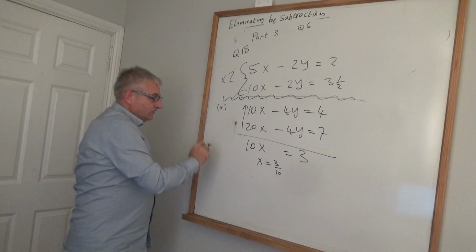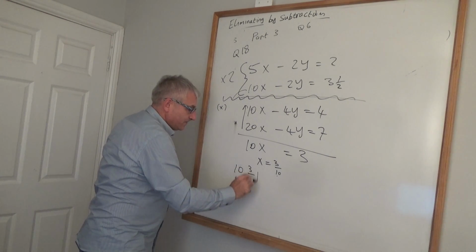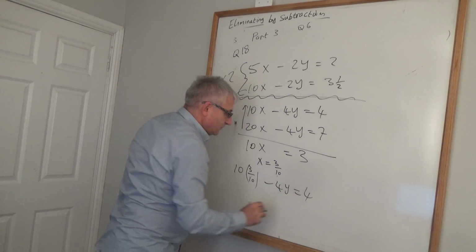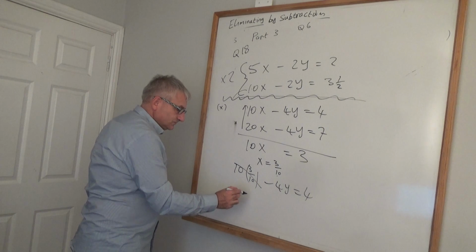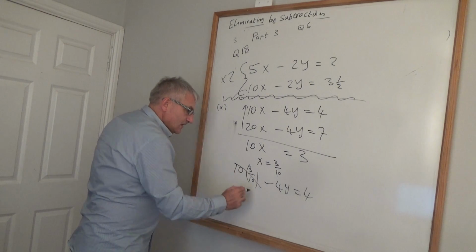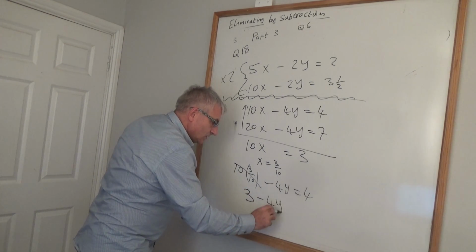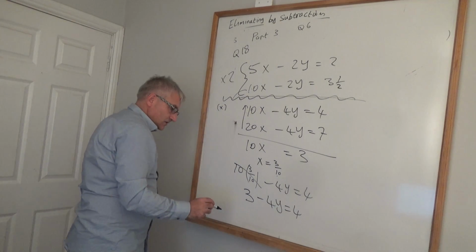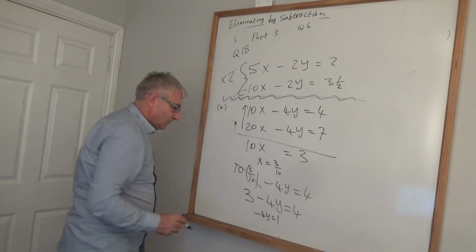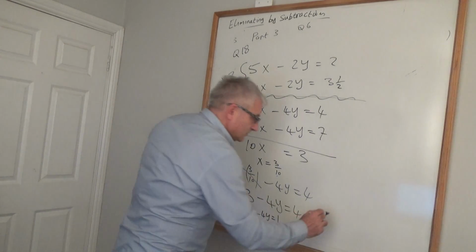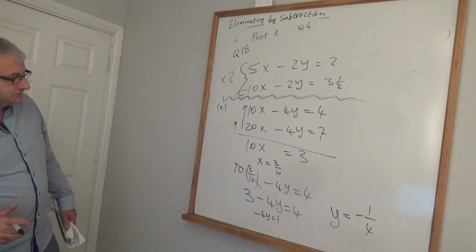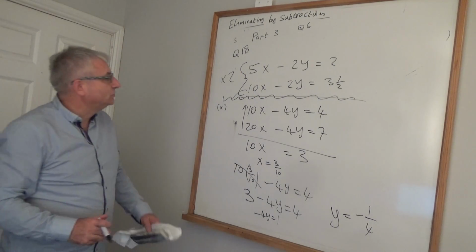So I have 10 times 3 over 10 minus 4 times y equals 4. 10s go out. Okay, the factors go out above and below the line. And we have 3 minus 4y equals 4. Minus 4y equals 1, with the 3 subtracting from both sides, and we're getting y is minus a quarter. That isn't a lot of fun. You have 3/10 and negative a quarter.